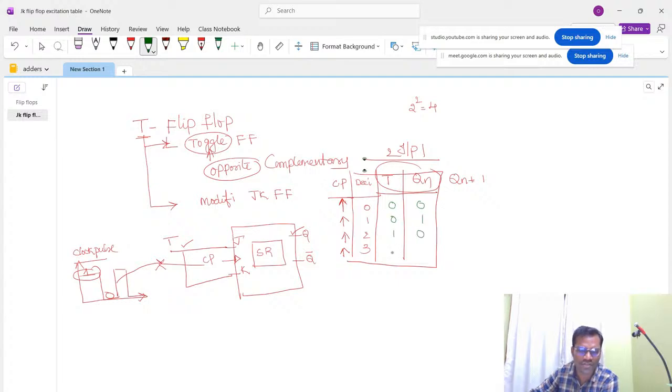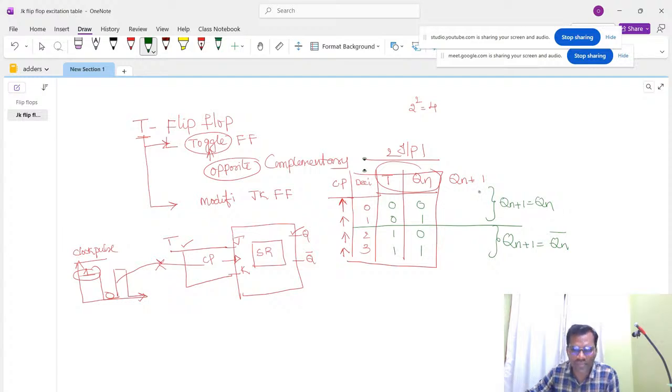1, 0. How to write down 3? 1, 1. So after drawing, you have to draw one line. Okay, so here this is the state Qn+1 = Qn. And another state is Qn+1 = Qn bar. Now, what is the Qn value?